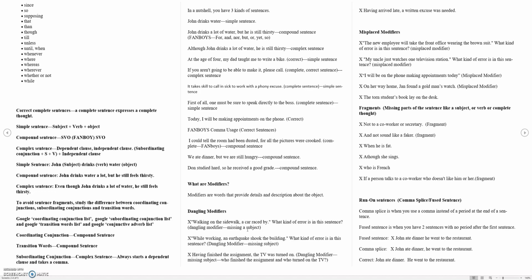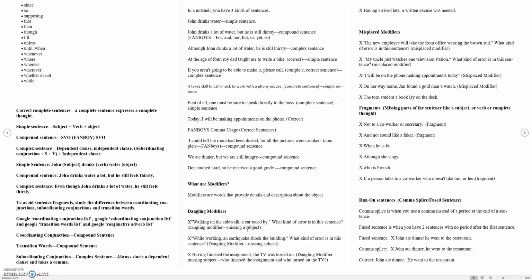Having finished the assignment, the TV was turned on. So who finished the assignment? Who turned on the TV? Once again, you have a dangling modifier because you have a missing subject. And then, having arrived late, a written excuse was needed. So who wrote the written excuse and who arrived late? Once again, the subject is missing.